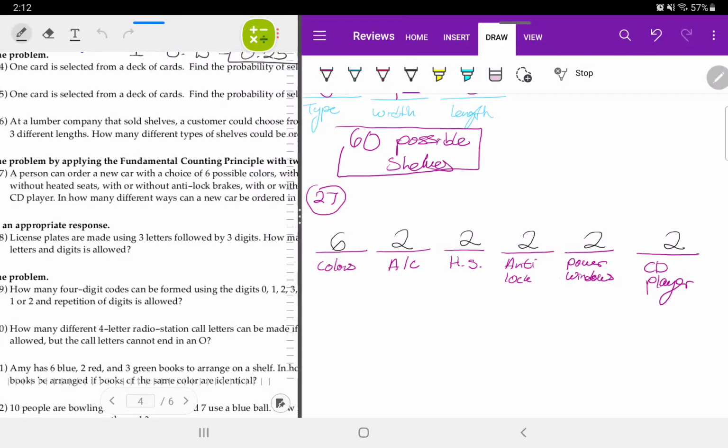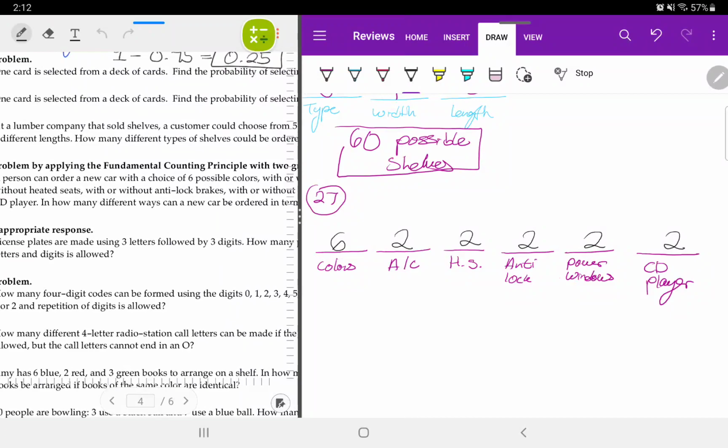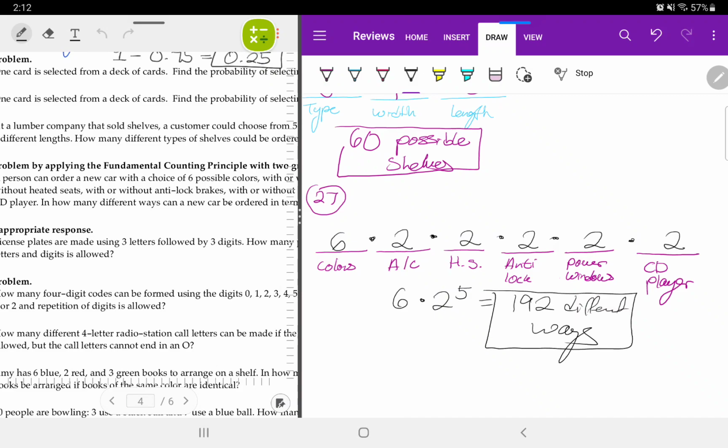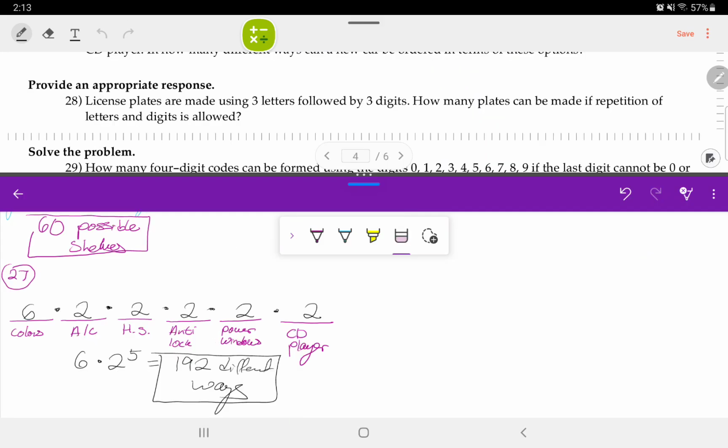And to find out how many different ways a new car can be ordered in terms of the conditions above, you multiply the numbers together. When it says with or without, there are 2 options for that, and there are 6 colors. 1, 2, 3, 4, 5. When you multiply that, that's going to be 6 times 2 to the 5th power. And if you do that in your calculator, that's going to be 192 different ways. And that is it to question number 27. I learned something new about my tablet.